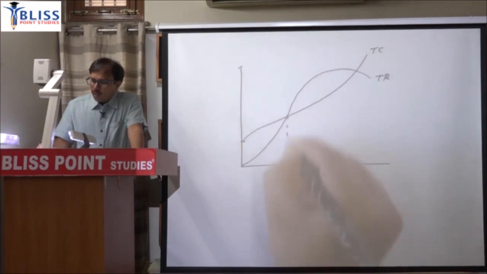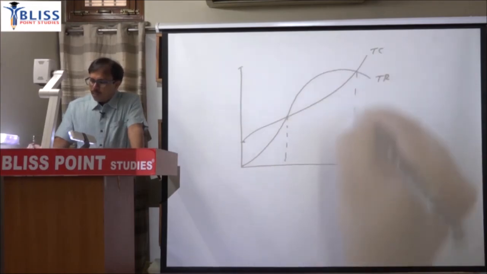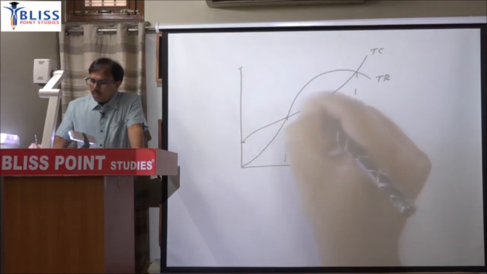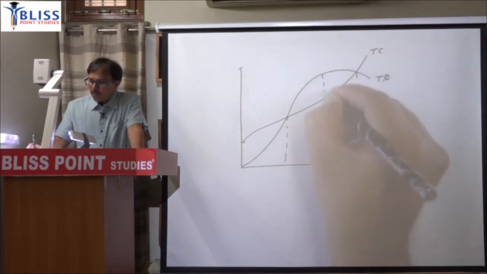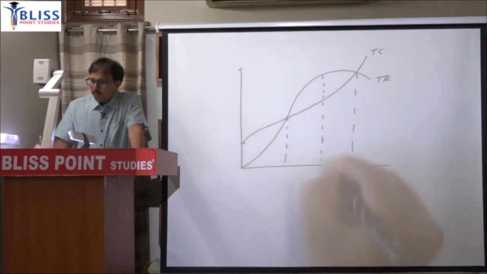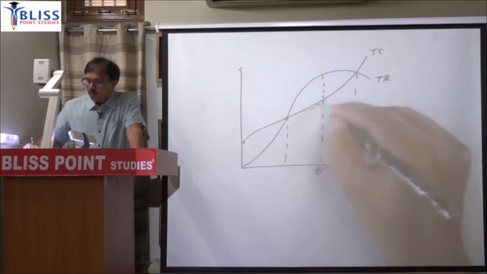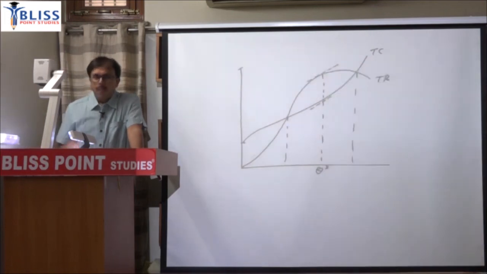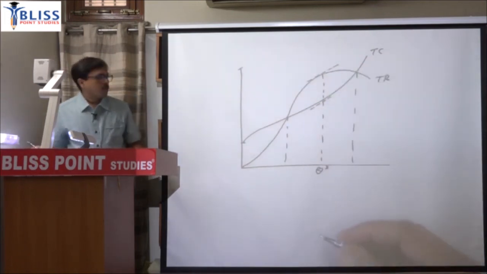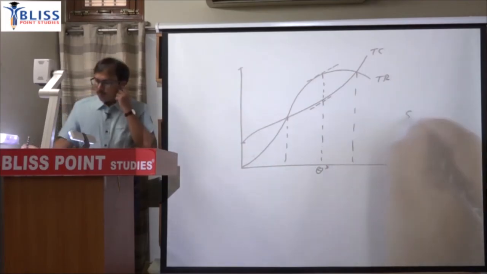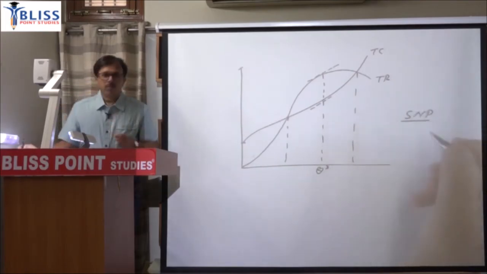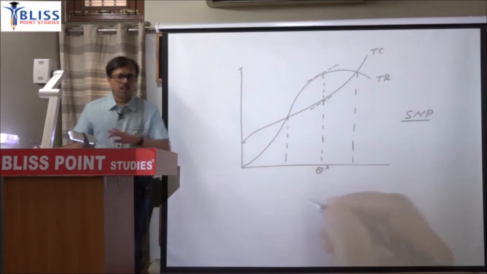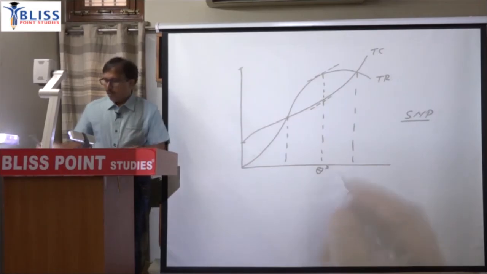Where TR equals TC, profit will be 0 here. This vertical gap is profit, so it gets maximized here. So this is the quantity where profit gets maximized. And if you draw tangency, both tangents will be parallel to each other, implying that MR is also equal to MC. So this will be the diagram for supernormal profit in monopoly. Just the diagram will change, the description will remain same.